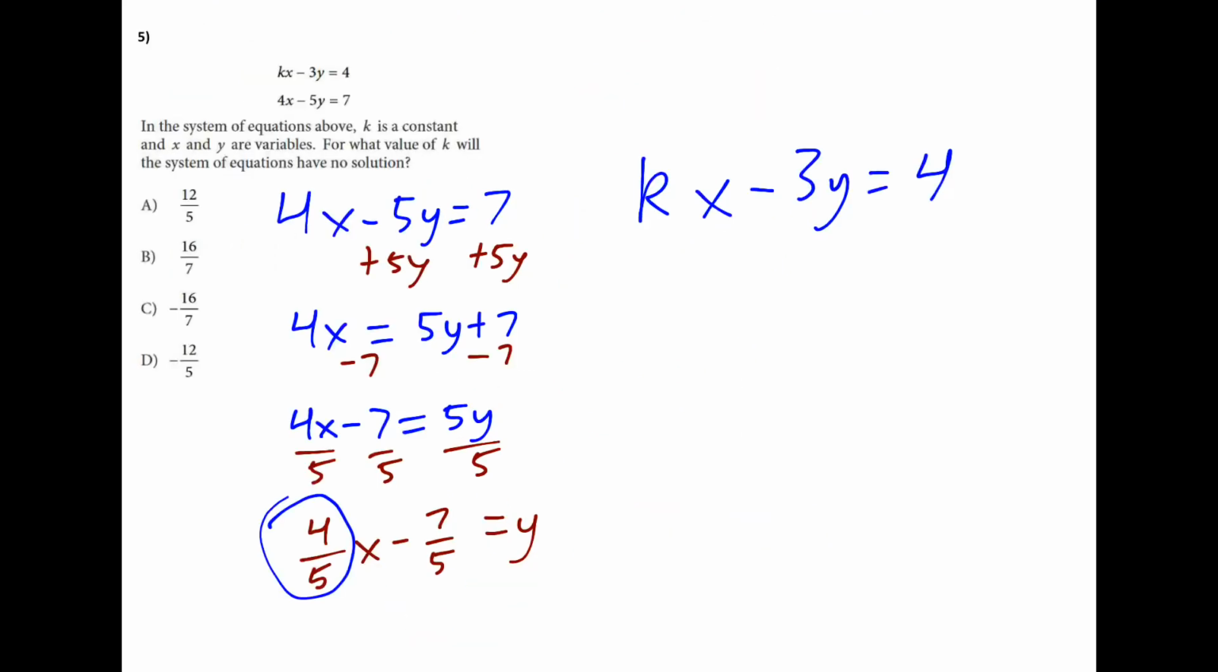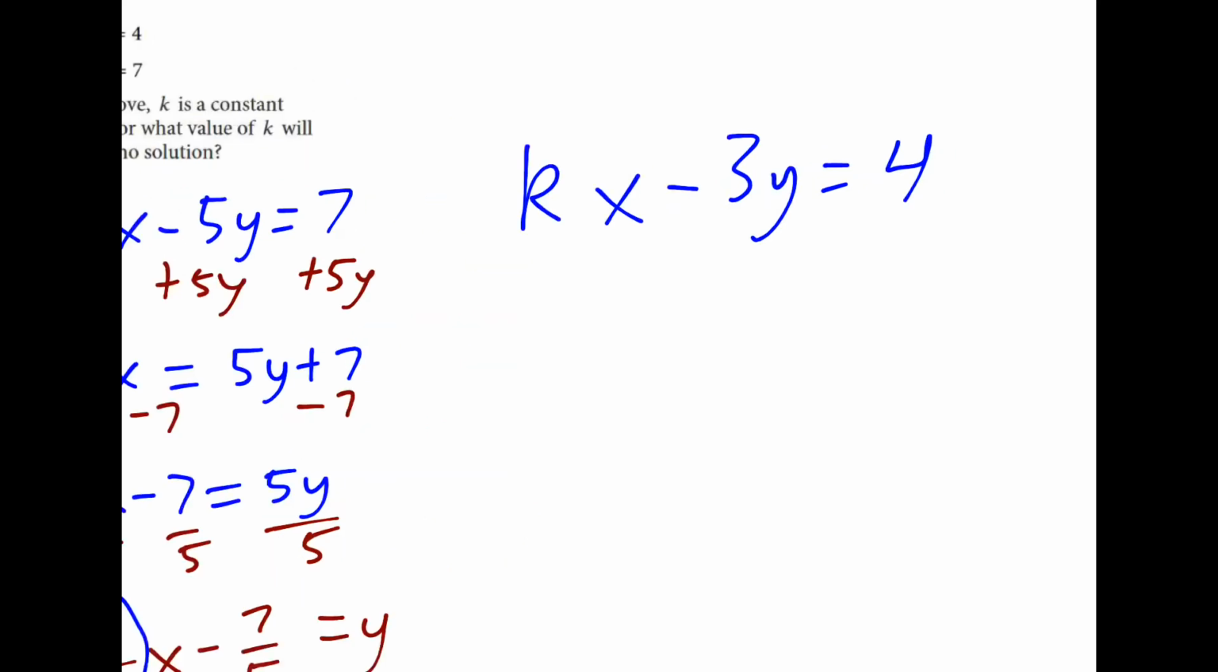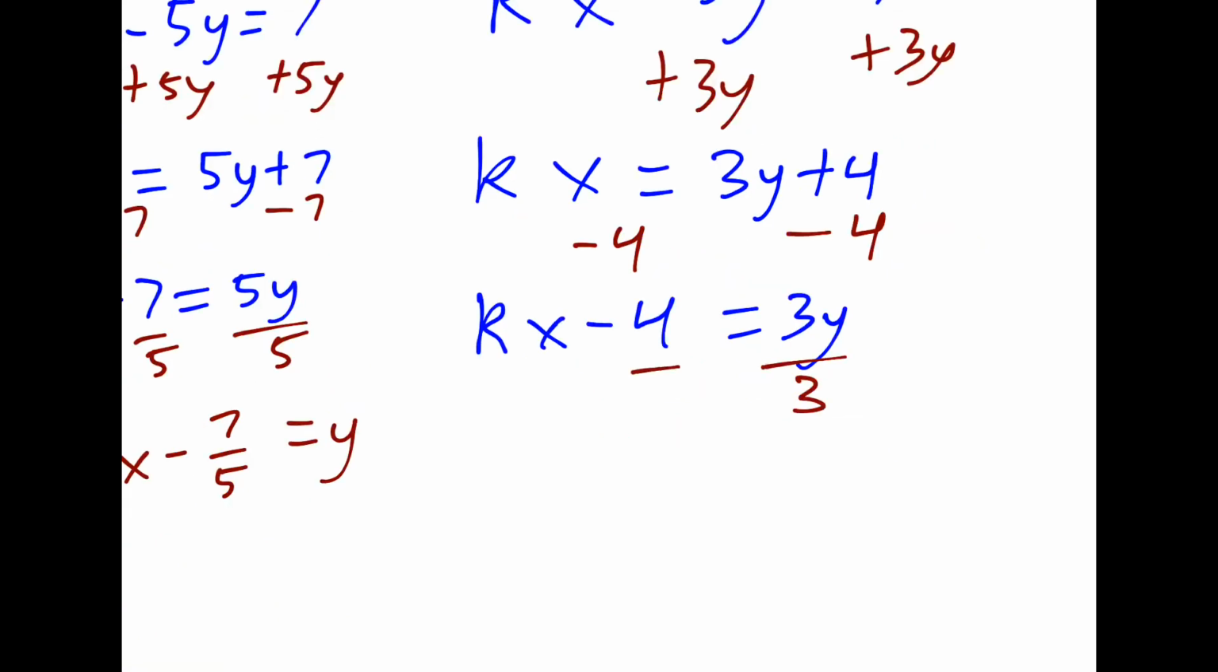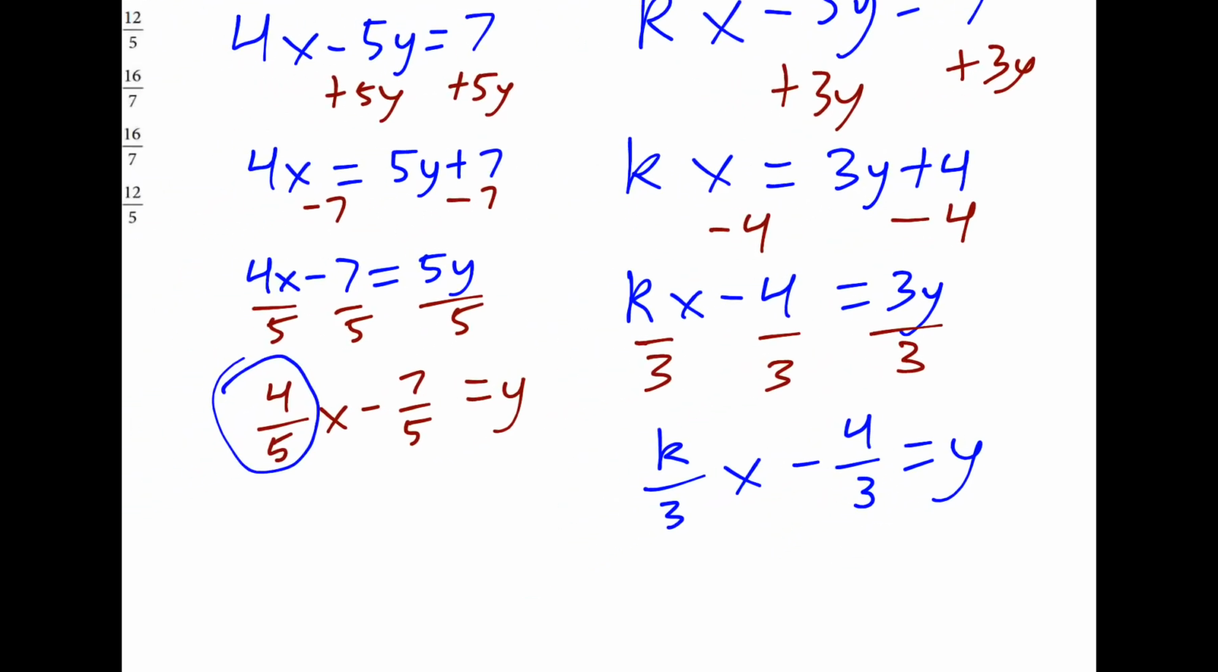So the question becomes, what number can I plug in for k here so that I have a slope of 4/5? So I might solve for y just like I did in the other problem. Add 3y to both sides and subtract 4 from both sides. I could have kept the negatives and done it differently. I just moved the 3y over to avoid negatives. And then I can divide by 3, all three terms. And the slope of this one is k over 3.